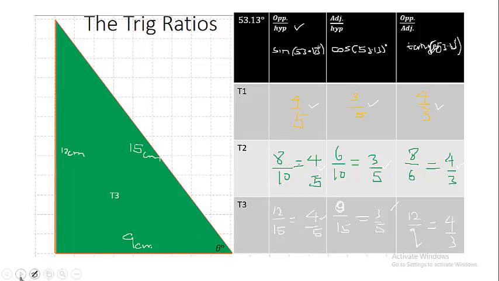So far we have seen that the sine of an angle of a right angle triangle is equal to the opposite over the hypotenuse. Then the cosine of an angle is equal to the adjacent over the hypotenuse. Then the tangent of an angle is equal to the opposite over the adjacent.